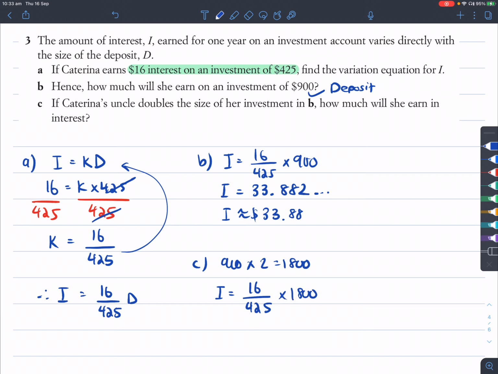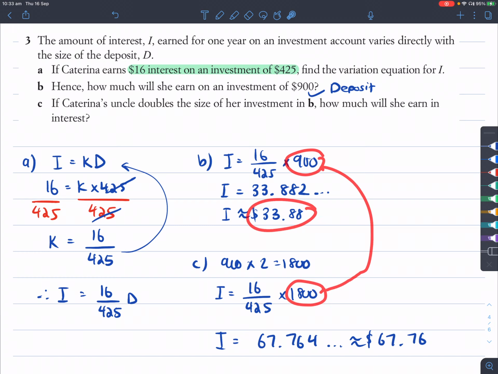Okay, so let me do that. And that will give us 67.764, which is approximately $67.76. And that's basically double the amount of interest previously. So if you double the deposit, then you double that interest to become this over here, right? So that means our direct proportionality works, right? So that interest is directly proportional to D.